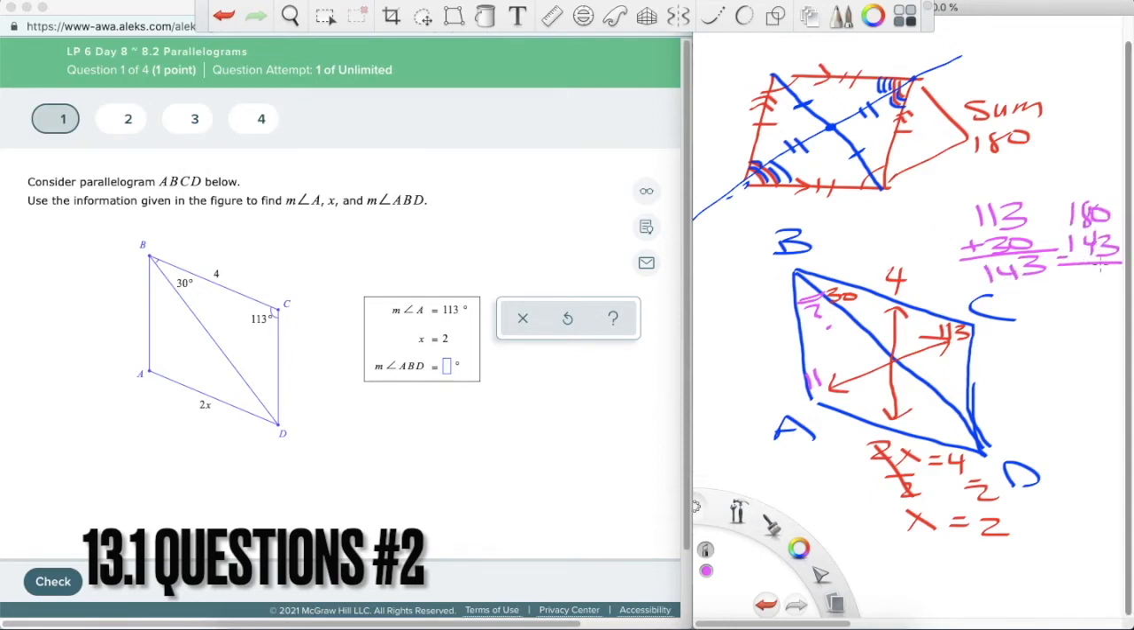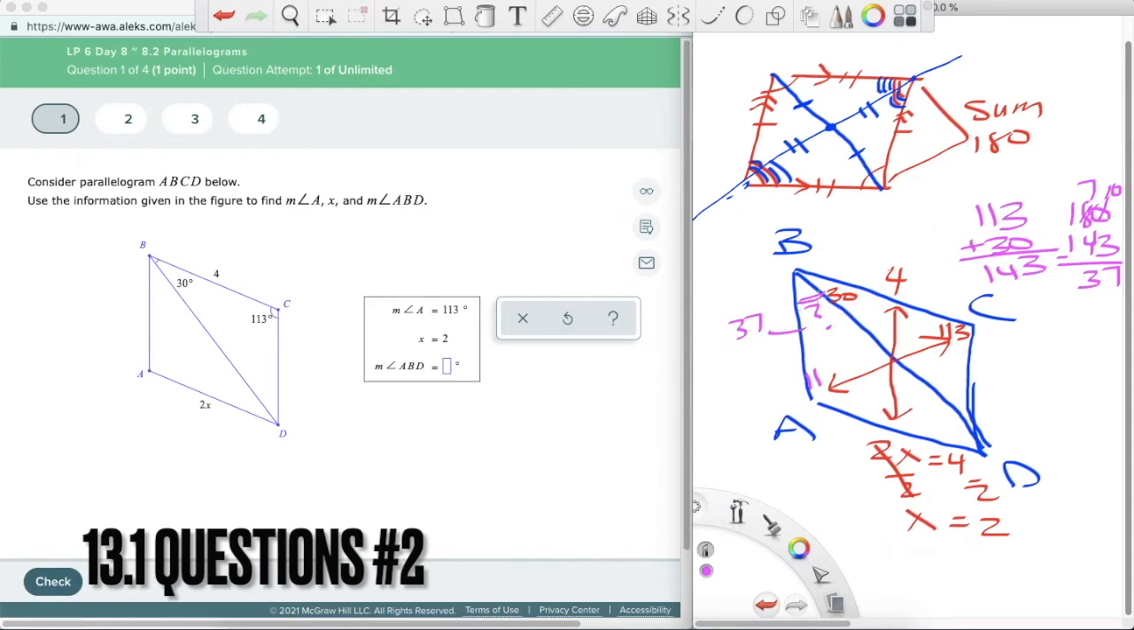So let's see, we get, oh, I have to borrow. Silly me, I was almost going to subtract without borrowing. Crazy, crazy person that I am. So I get 37 degrees. So this has to be 37. So you can see 30 and 37, they're not congruent. Doesn't split this angle in half.